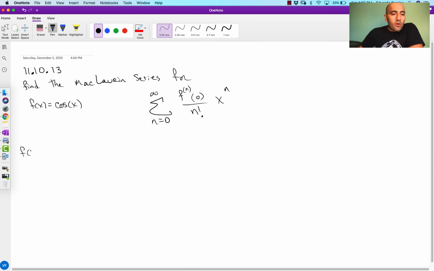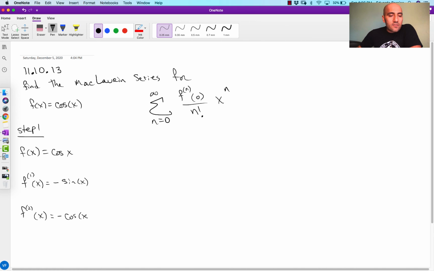So first of all, step 1, you're going to need lots of derivatives, right? Step 1, derivatives. Okay, so the first function is cosine x. The first derivative of this function is going to be f1 of x. Well, the first derivative of cosine is negative sine x. Then we got to go to the next derivative. The second derivative of our function is going to be the derivative of this one, which is going to be equal to negative cosine of x.